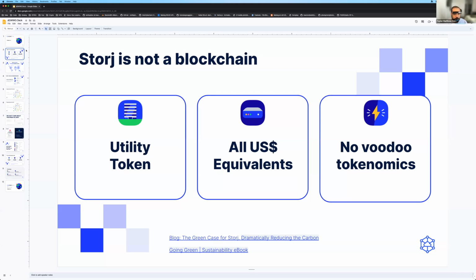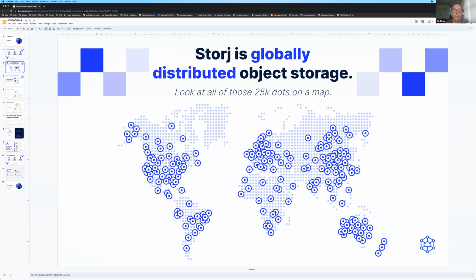Yep. All right. So for this audience, I'll just start off with: Storage is not a blockchain. We have a utility token that operates on the Ethereum blockchain. We use that for financial transactions in our network. But the nice part is that it's all US dollar equivalents, and there's no weird tokenomics that we have to worry about. So back to what are we? Storage is a globally distributed object storage service. So think S3.